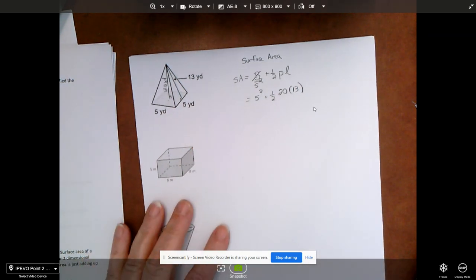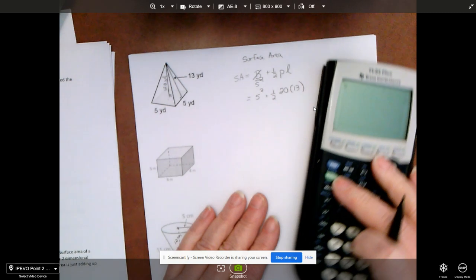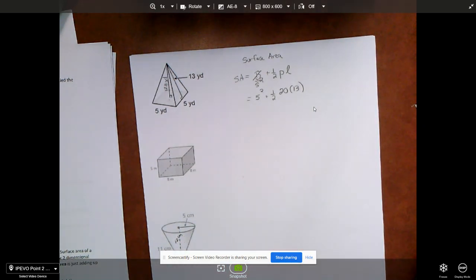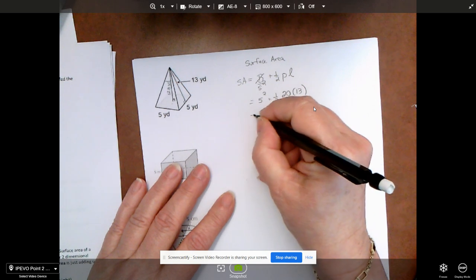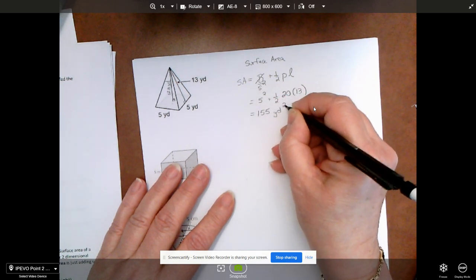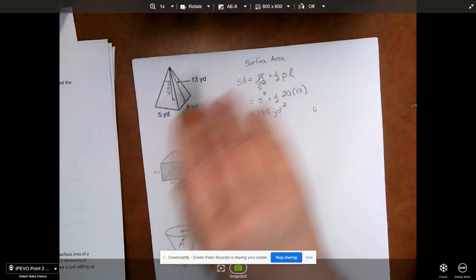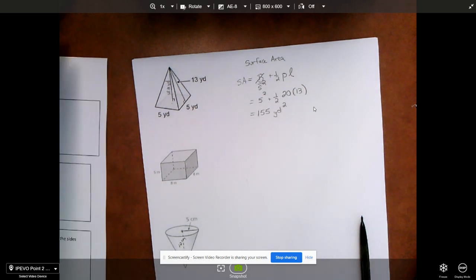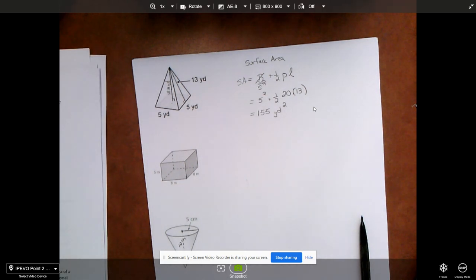Now I can just go to my handy dandy little calculator, and I can go 5 squared plus 0.5 times 20 times 13, and I'll get 155. Again, this is area, so it would be yards squared. So that would be the surface area of this particular figure. All right, let's try the next one.